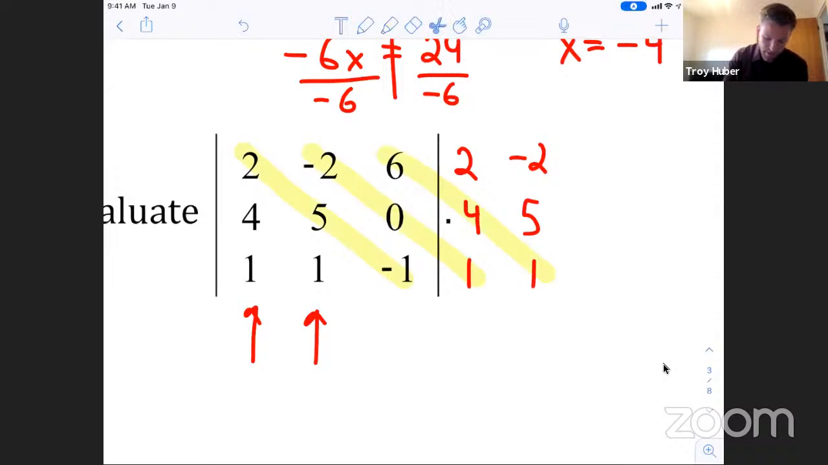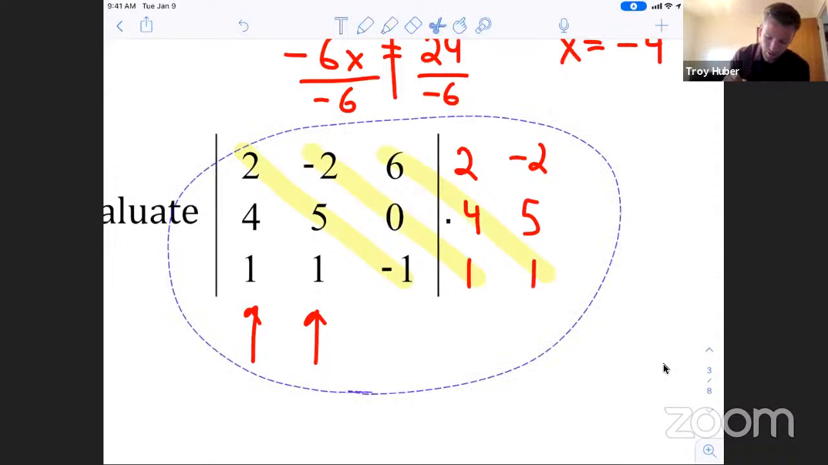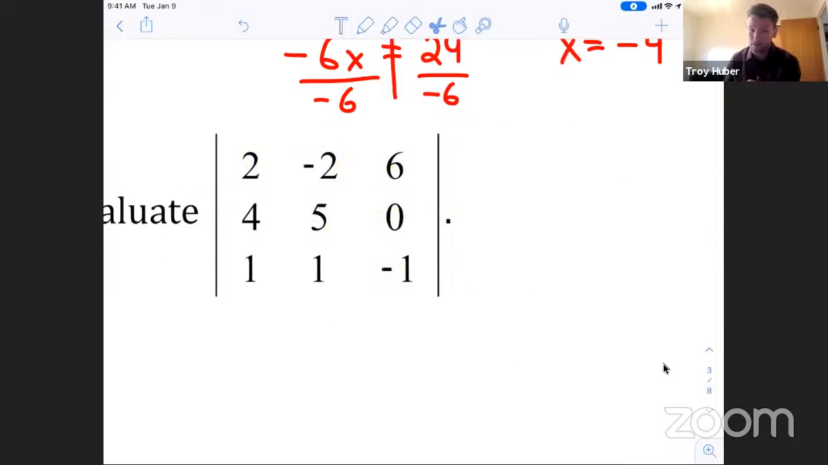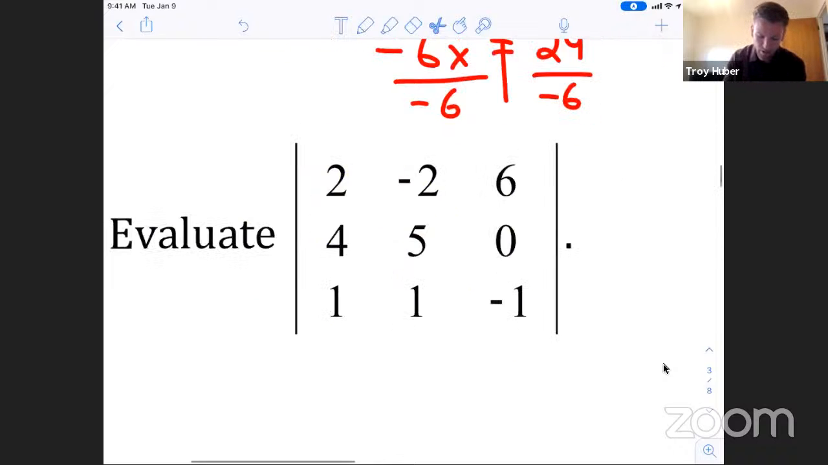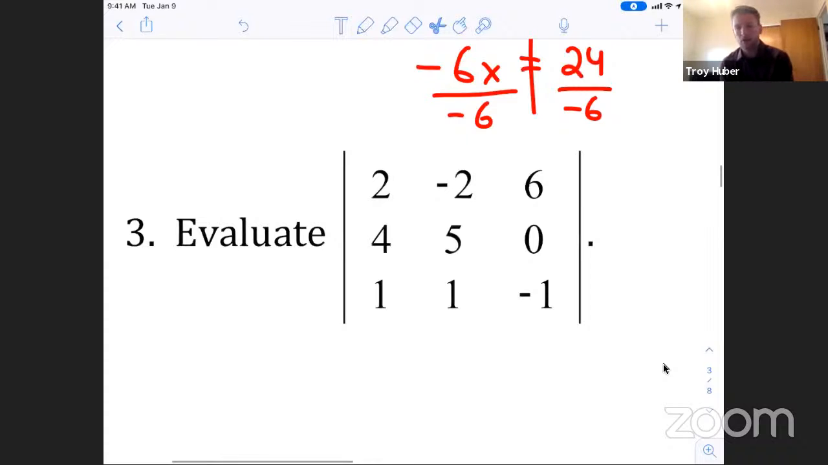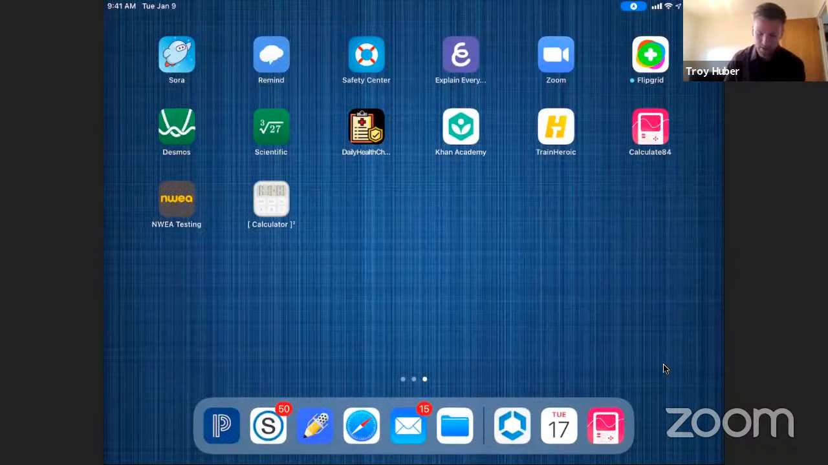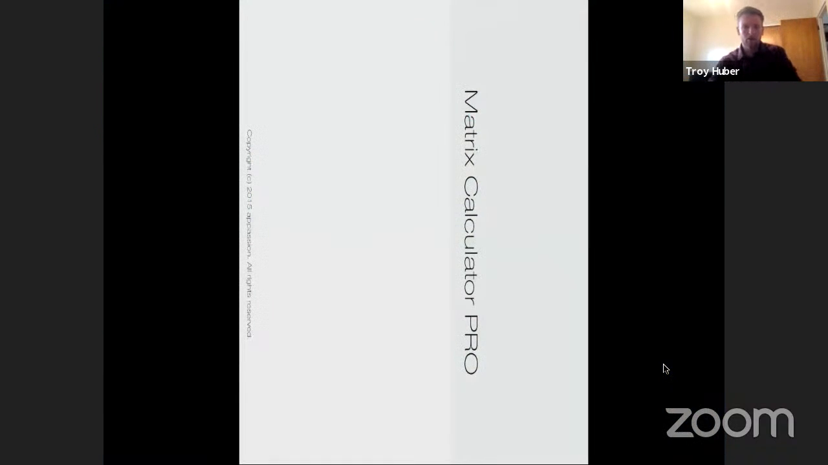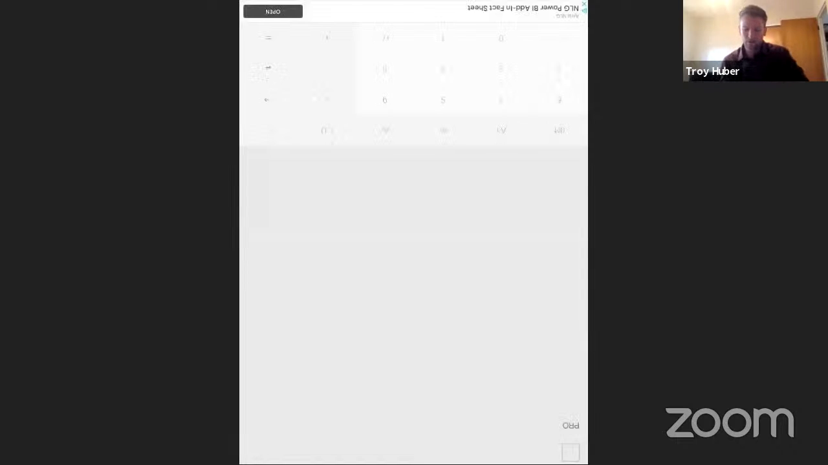However, it is a whole lot easier, and you guys are allowed to use your calculators to just do this on the calculator. So this is when I'm going to use the other matrix calculator. I'm going to plug it into this matrix calculator, which for some reason only goes vertical.